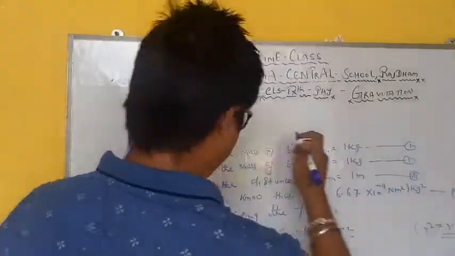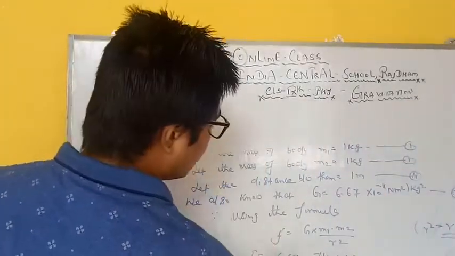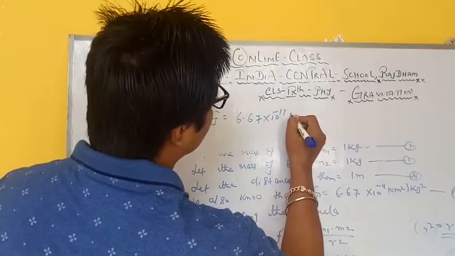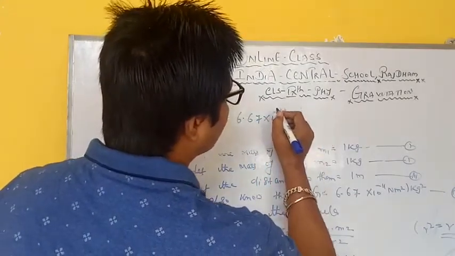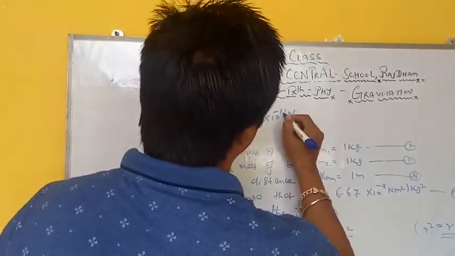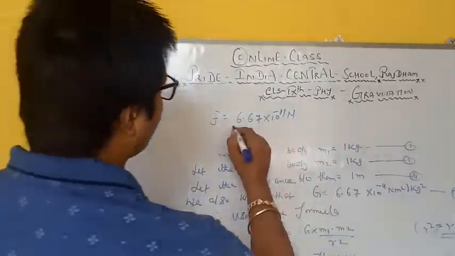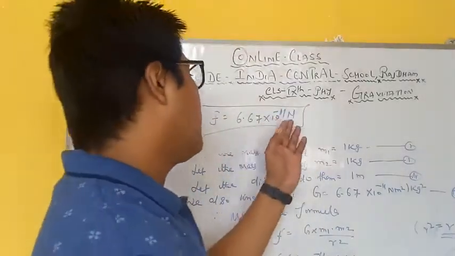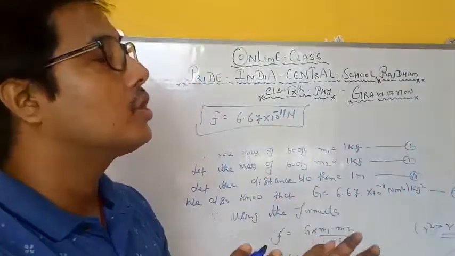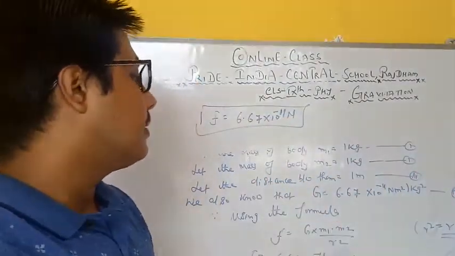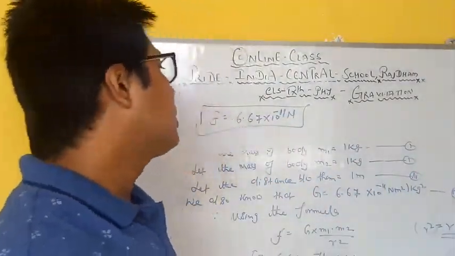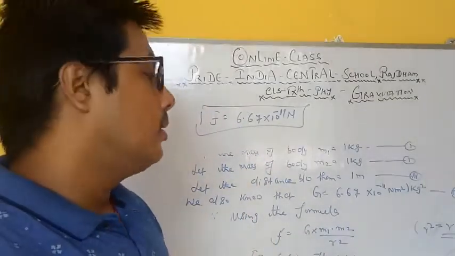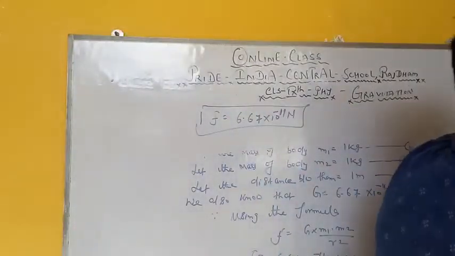So what happens now? F becomes 6.67 into 10 to the power minus 11 Newton. Force is measured in Newton. Even the force of attraction is very much negligible. It only says that even the force of attraction is very much negligible. So I think up to here there might not be any problem to you all. So we move on to the next topic.